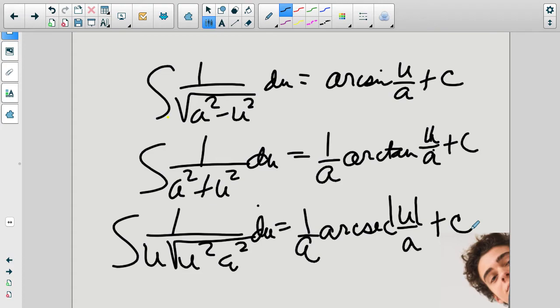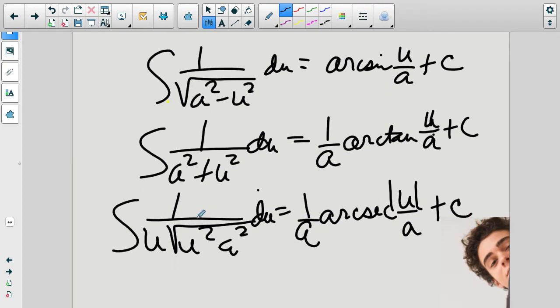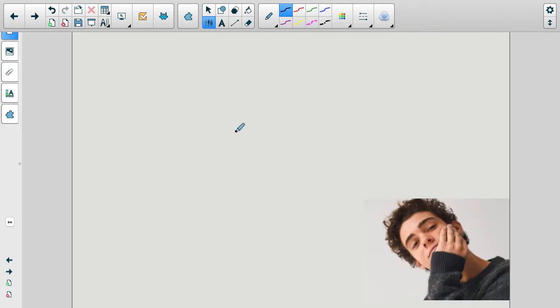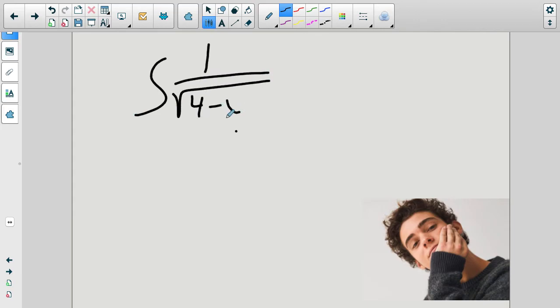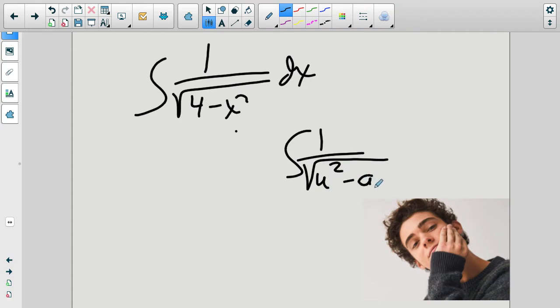So let me do an example. Sometimes you can just piece it together, but we'll write it down. All right, so I'll come back to this. So that's that slide. All of these are in your book also. All right, so I'm going to integrate 1 over the square root of 4 minus x squared dx. All right, if you have the integral of 1 over the square root of u squared minus a squared du, it's going to be arc sine of u over a plus c. Arc sine's the only one of 3 that doesn't have a 1 over a in front of it.